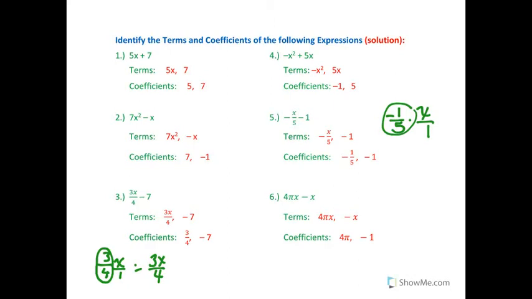the constant. Pi is actually a number. It's approximately equal to 3.14, so it's a number. So of the term 4 pi x, 4 pi is a coefficient, and of the term negative x, negative 1 is the coefficient. How did you do?